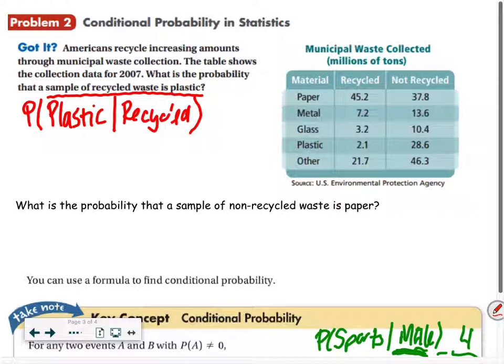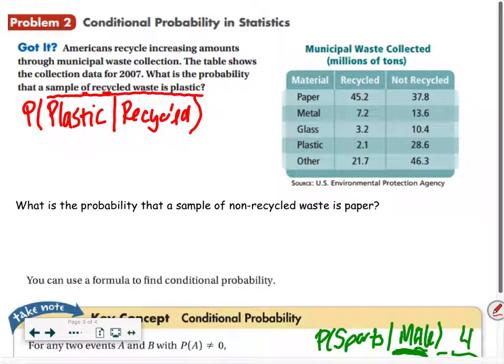How did you figure out the recyclables again? Because it says it has to be recycled first, and then if it's recycled, what's the chance that it's plastic? So if it's a sentence set up like that, you always switch it. So it's out of everything that was recycled. Right.